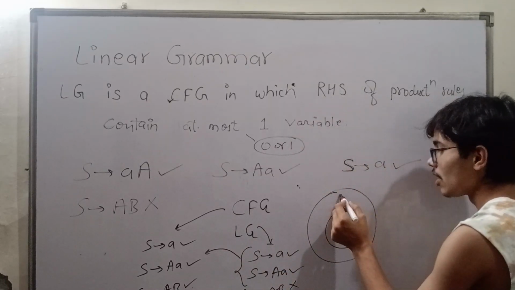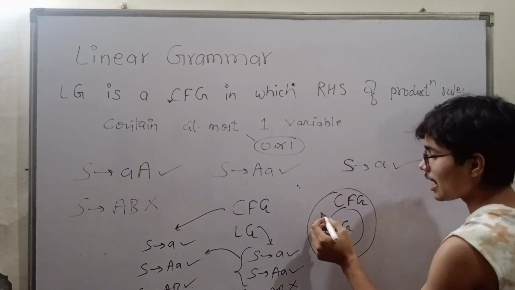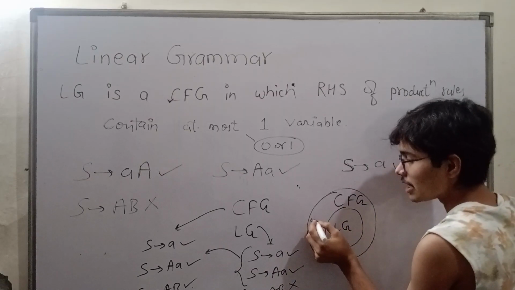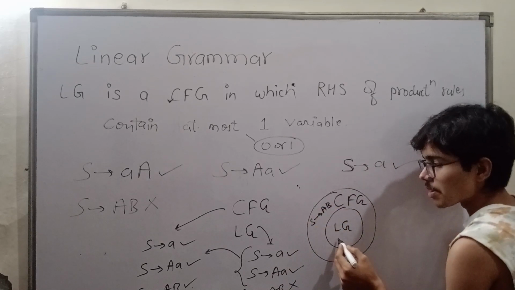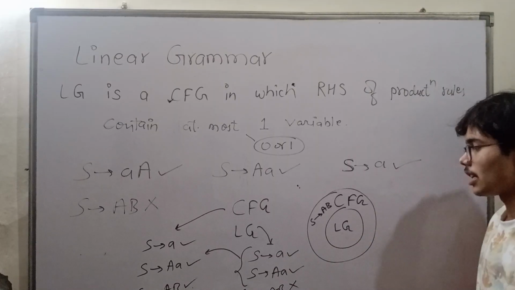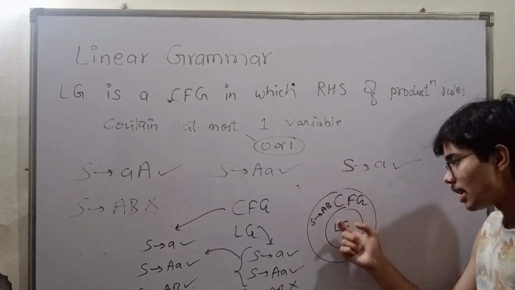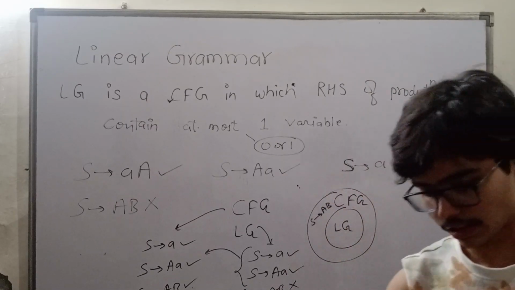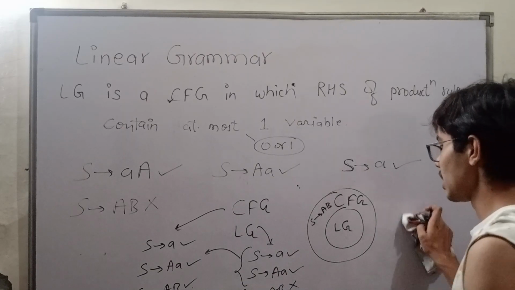So that's why context-free grammar comes here and linear grammar comes here, because there are certain things which are done by context-free grammar and not done by linear grammar. So that's why this is a Venn diagram. This makes context-free grammar cover more languages than linear grammar. This is the thing. Okay, so let's move forward and study the next topic.